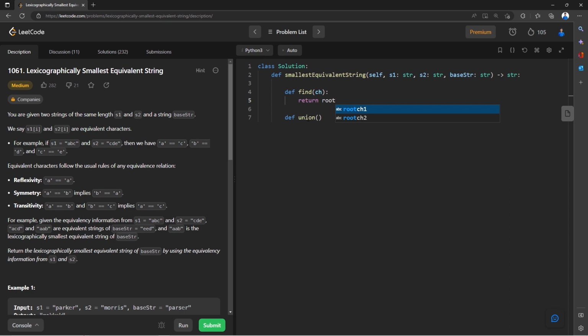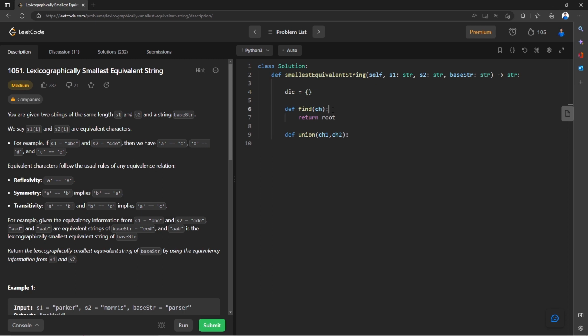Now guys, this union function will take two characters, as I have told you: the character of the first string and the second string. So let's write ch1 and ch2. And what this will do is map a particular character with a particular root, right? First of all, let's create a dictionary. I have told you initially we are going to create an empty dictionary, so I'm going to give it the name dic, and it is going to be empty.